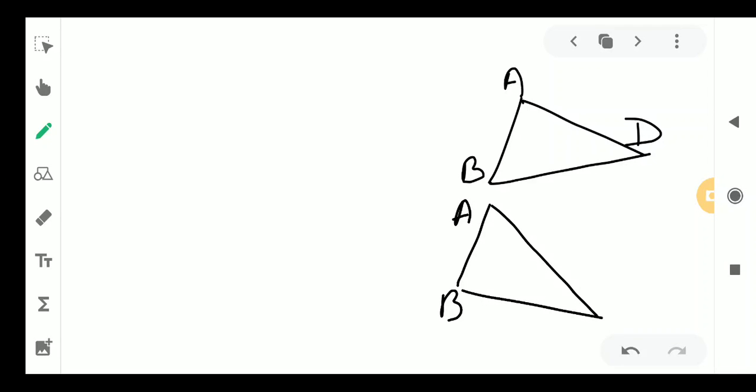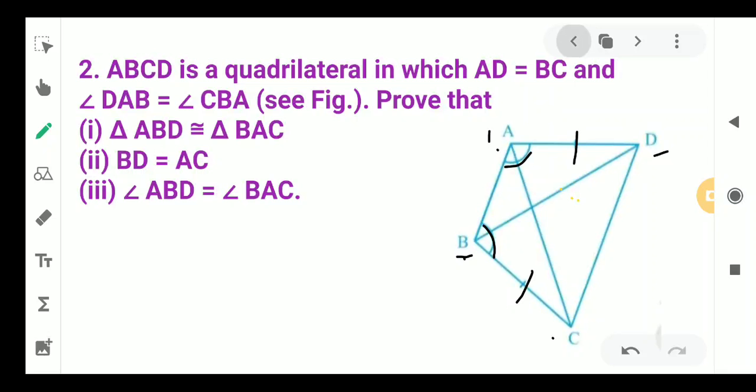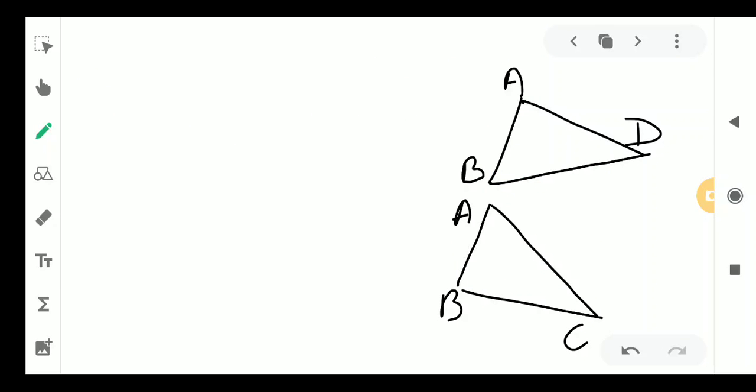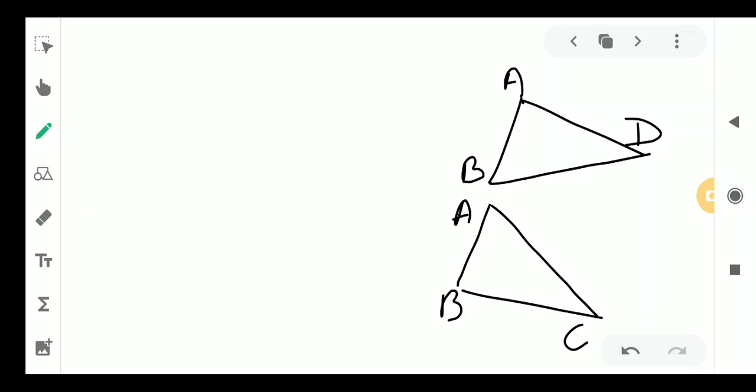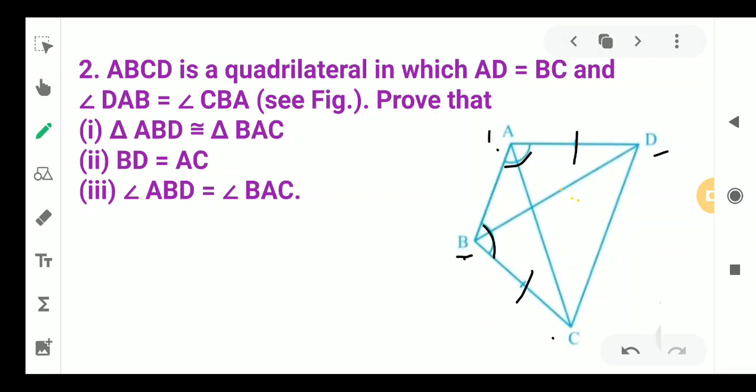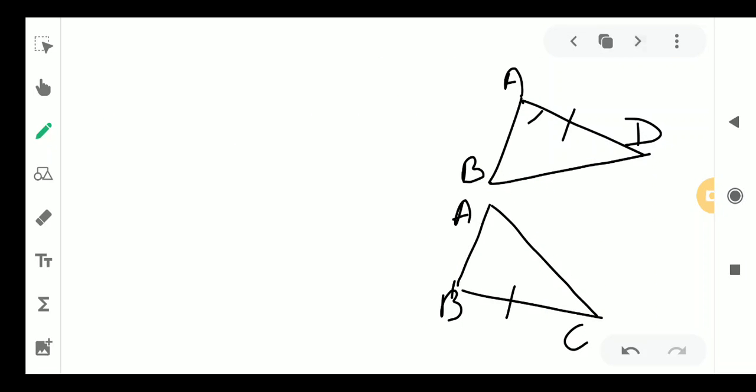So we have separated the two triangles which we have to prove congruent, ABD and BAC. Now let me see what was given. AD equal to BC. So AD and BC were given equal. Then angle DAB and CBA. These two angles were given equal.